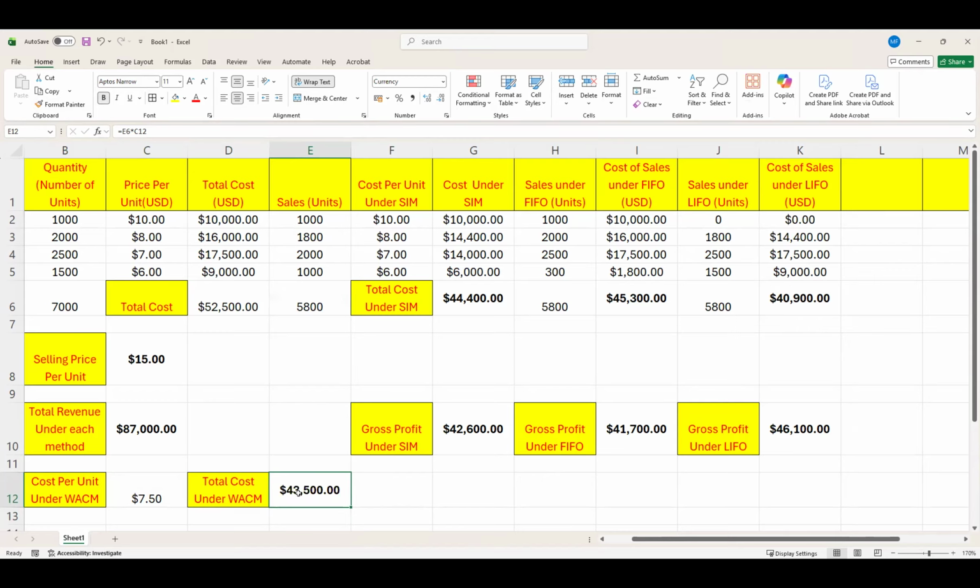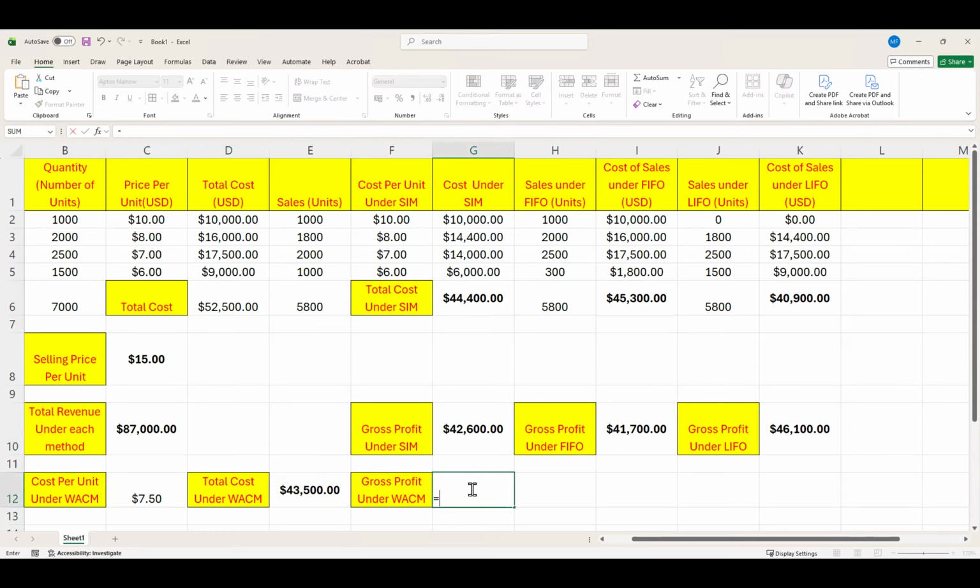And as expected, it is between FIFO and LIFO. And of course, what will be the gross profit under this weighted average cost method? Which two cells do I need to subtract? Obviously, the total revenue is not changing.